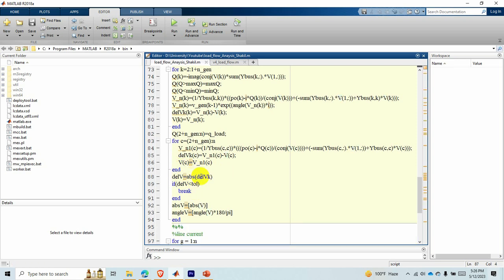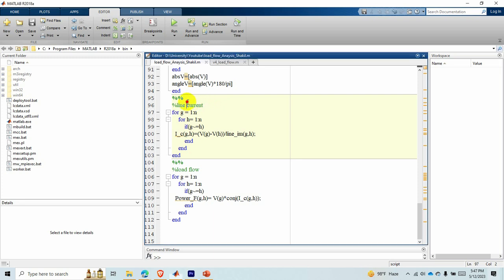After that I calculate the absolute value of the del V. If the del V is less than the tolerance, then we need not go to further iteration, so we break the loop and we calculate the absolute value and the angle of the bus voltage. After calculating the bus voltages, we can calculate the line current. The line current is the difference between the bus voltages divided by the line impedance. So using this loop I can calculate the line current.